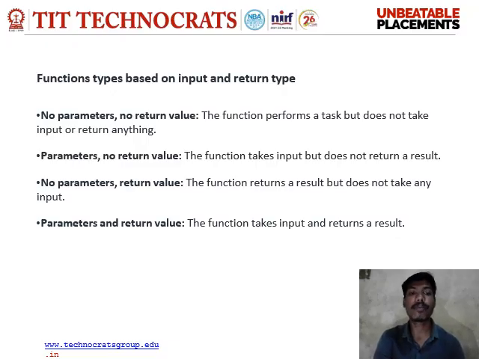Second is parameters and no return value. You provide the parameter list to the function but the function does not return any value to the user or the main function. Third is no parameters and a return value. You do not pass parameters into the function, but the function returns a value to the main function. Fourth is parameters and a return value. The function takes input and returns a result. You write the parameter list, the function takes the input, and it must return the value to the main function.